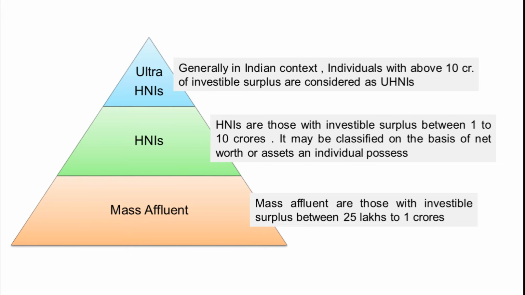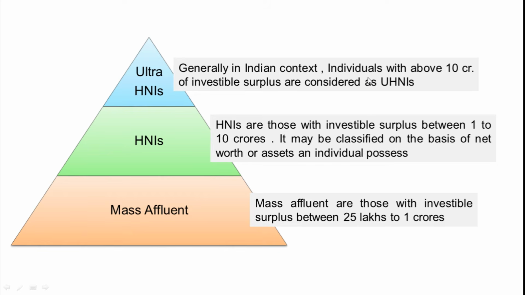Now let's have a look at the pyramid, which categorizes the clients on the basis of their net worth and their investable surplus. On the top there are ultra HNIs. HNI here represents high net worth individuals. Generally in the Indian context, these are individuals who have above 10 crore of investable surplus.